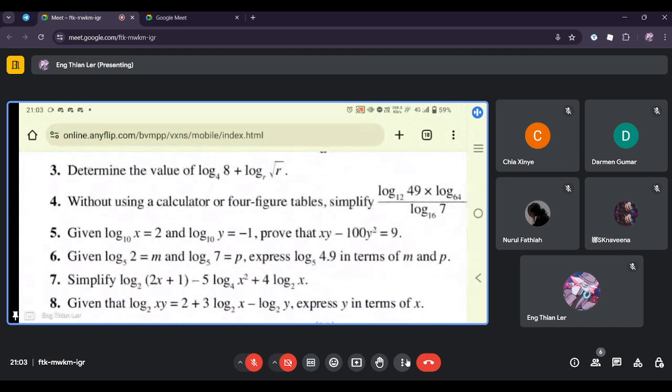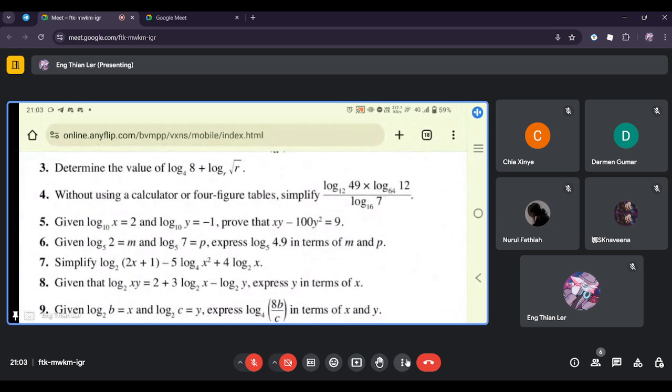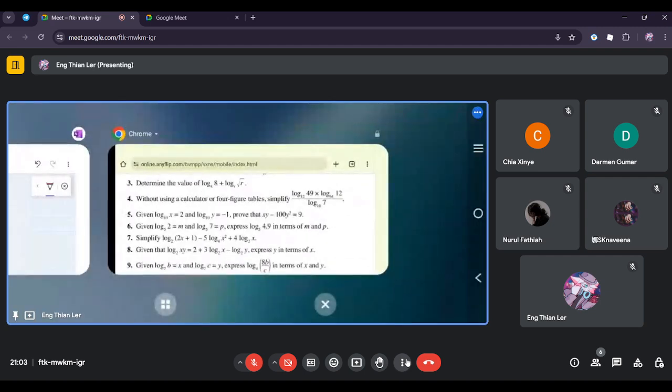Okay, we go to number 5 already. Okay, so number 5. Given log x base 10 equal to 2, and log y base 10 equal to negative 1. Prove that xy minus 100y squared equal to 9. Okay, this is pretty simple. This question is direct.